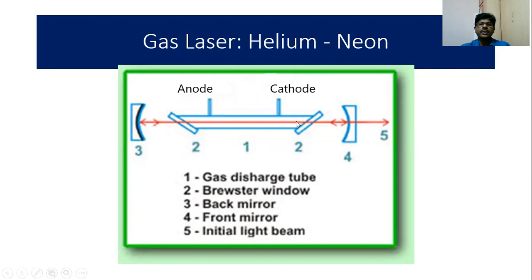So as we can see, this helium neon laser is enclosed in a resonating cavity. The entire thing forms a resonating cavity. One side is fully polished or fully silvered, and the other side is partially polished or partially silvered. So laser light comes out from the partially silvered side.